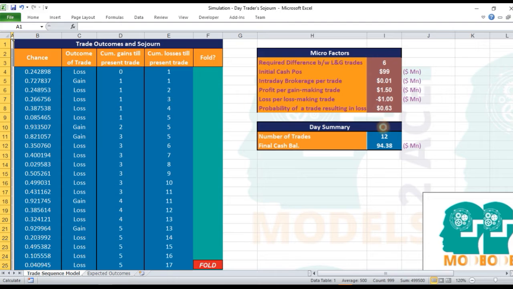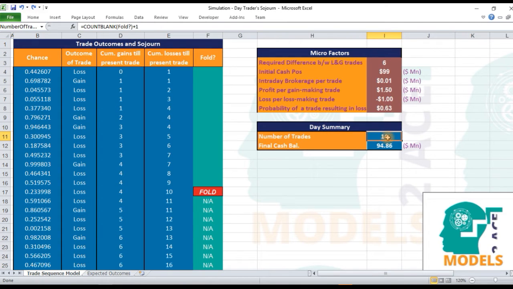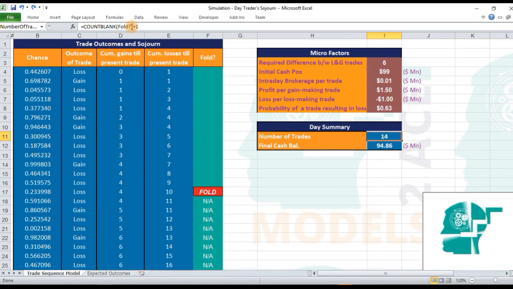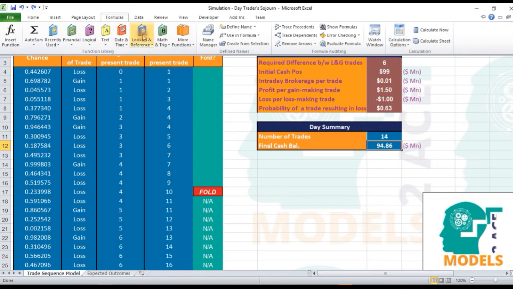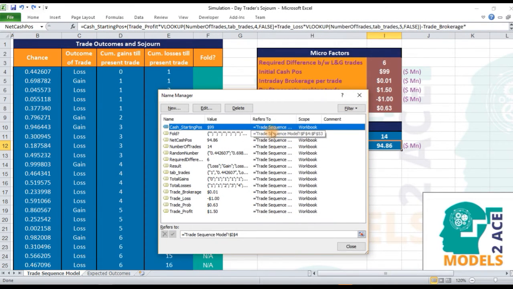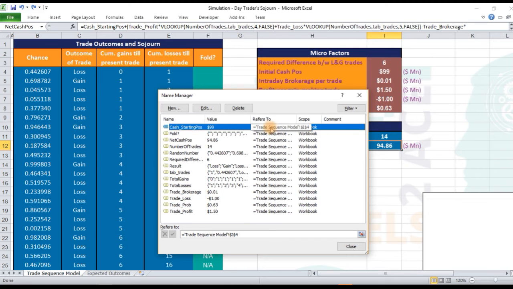Having simulated trades, we capture the total number of trades executed by the trader in this cell and the consequent cash balance in this cell. This table is thus an output of our simulation model. For convenient usage in formulae and intuitive understanding, we assign names to these values and ranges using Excel's Name Manager. Let us launch Name Manager and examine these.